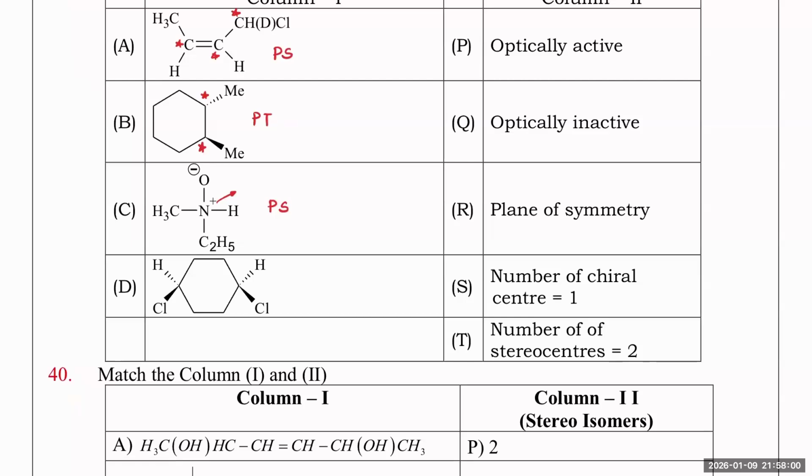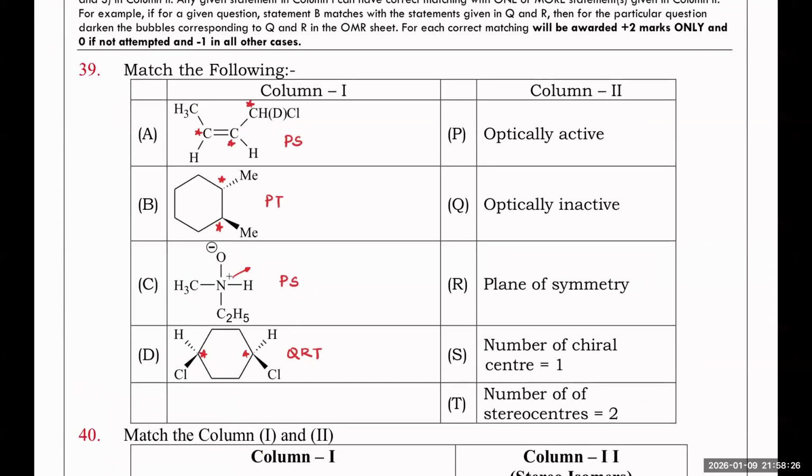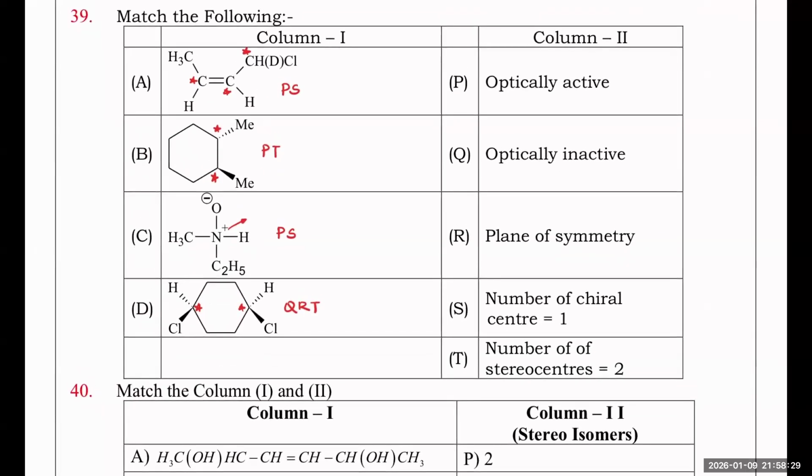Now notice that there is a plane of symmetry here. And chlorine are on the same side here, so therefore it is a cis molecule, so it is optically inactive, so Q is correct. So there is a plane of symmetry, R is correct, and geometrical centers are also stereo centers, so there are two stereo centers, so Q, R, T, these are the correct options. Please check everyone. Is 39 clear?